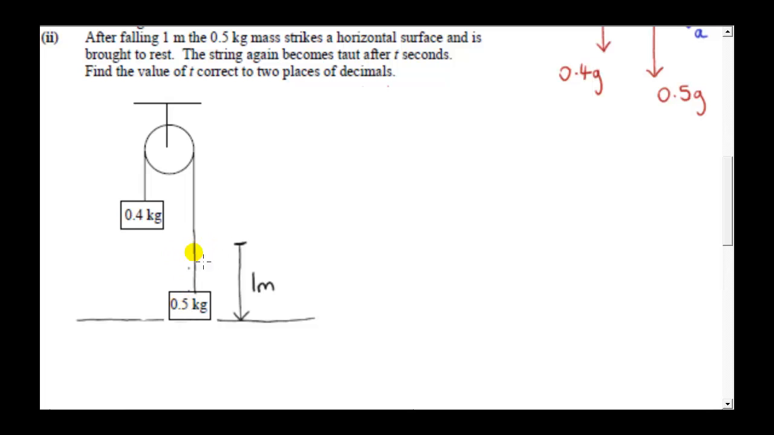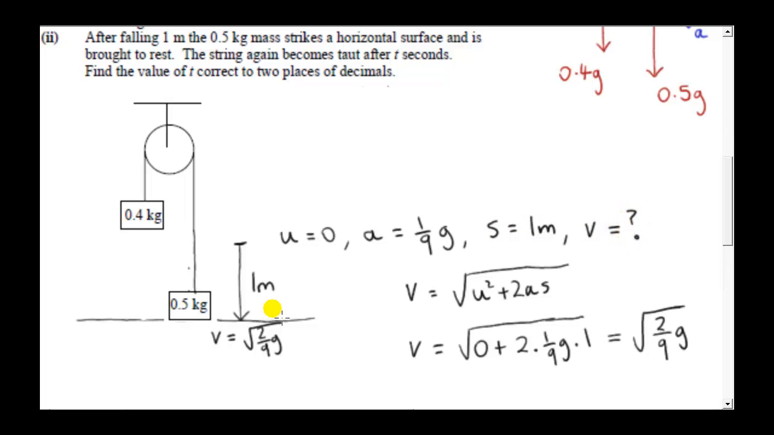Initially, the 0.5 kilogram mass was up around here. Its speed was 0. We know its acceleration; we just worked it out. It's 1/9 g. The distance it travels is 1 meter, and we want its velocity just before it strikes the ground. So this is a straightforward problem: uniform linear motion. Acceleration is uniform.